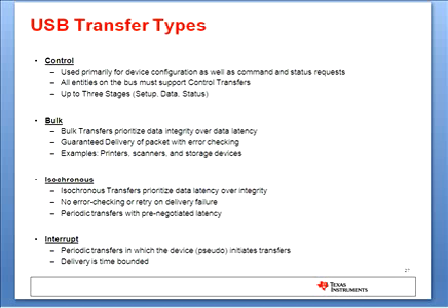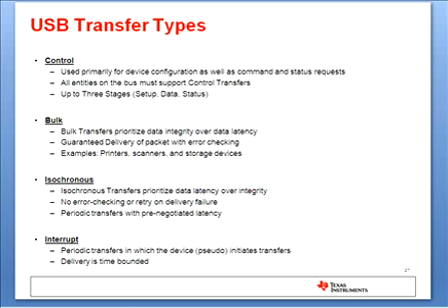Our next transfer type is the bulk transfer type, and bulk transfers prioritize data integrity over data latency, and they do this with error checking for each packet that's sent across the bus. Examples of when you'd want to use bulk transfers are for transferring documents to printers, scanners, and transferring data to storage devices.